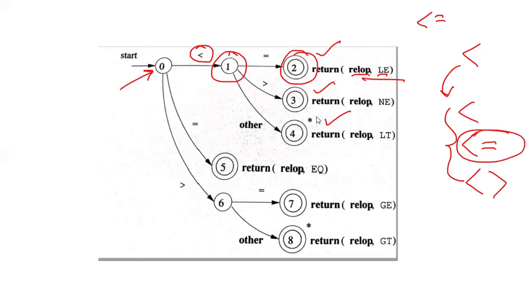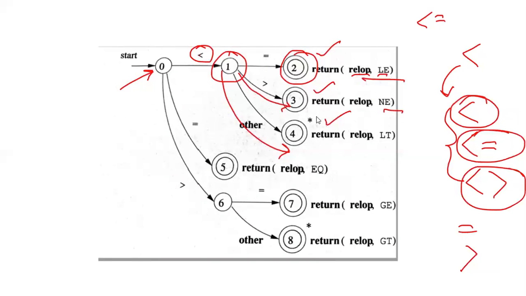If I see less than and then the greater than symbol, I come to state 3. In that case, what is returned? Not equal. And if I see less than and then I get something else which is neither equal nor greater than, that means I have detected this particular lexeme, so I will return less than. Okay, so this is for less than.